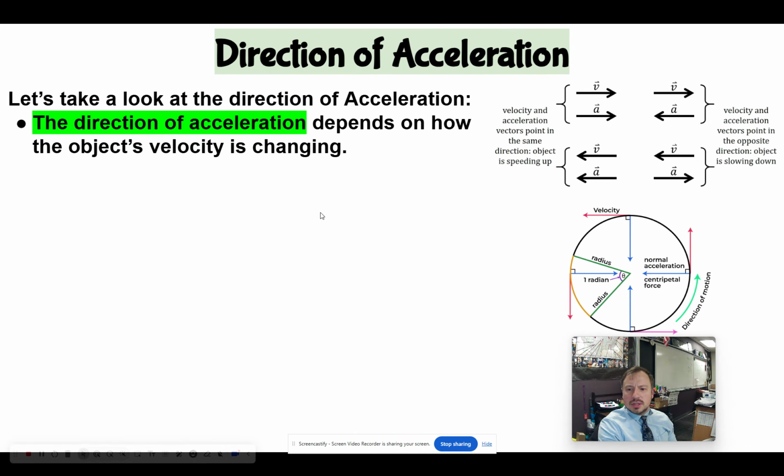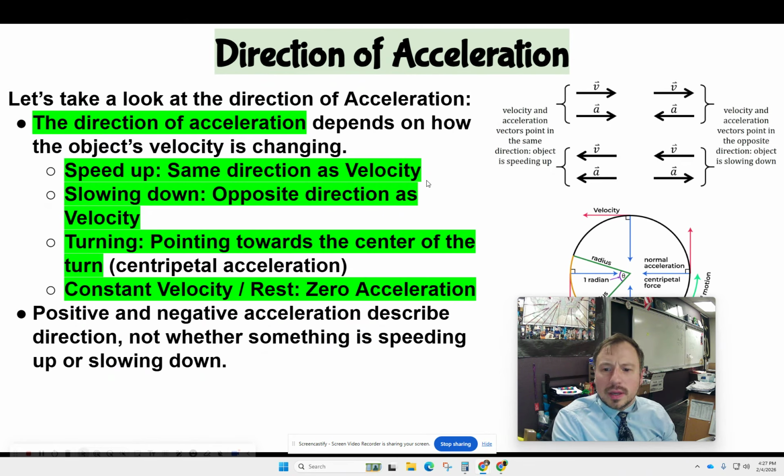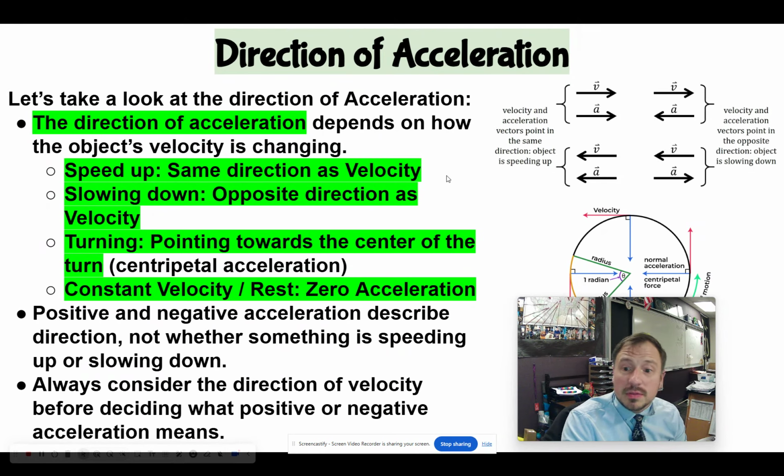And in the problems we did before, I had them going in a positive velocity. So yes, positive and negative acceleration did mean speeding up and slowing down. But if it's moving in the other direction, it really depends on the velocity. What direction is it moving? What is it doing? Is it speeding up or slowing down?